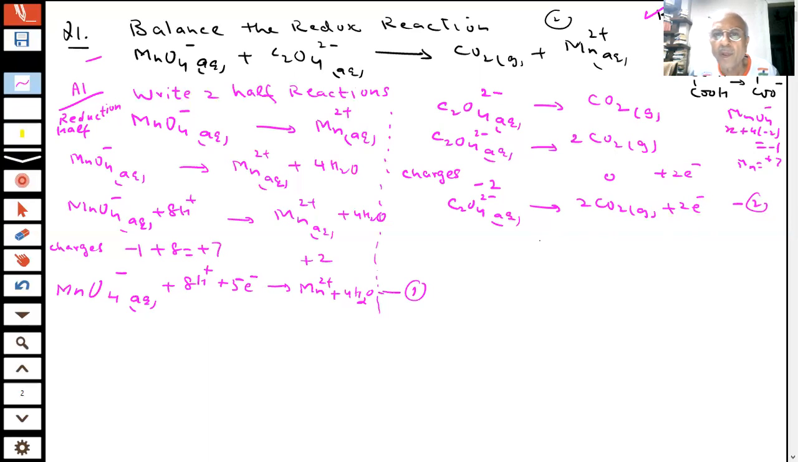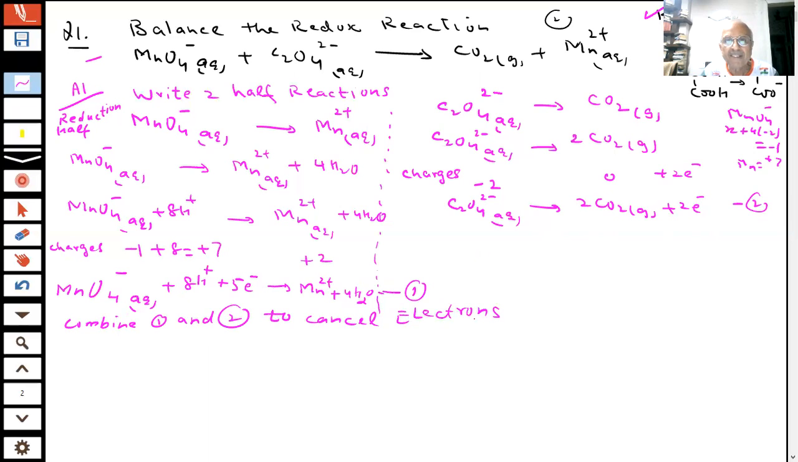Equation number 2. Now we have to combine 1 and 2, students, to cancel the electrons on both sides. How will you do that? How will you combine the two equations?